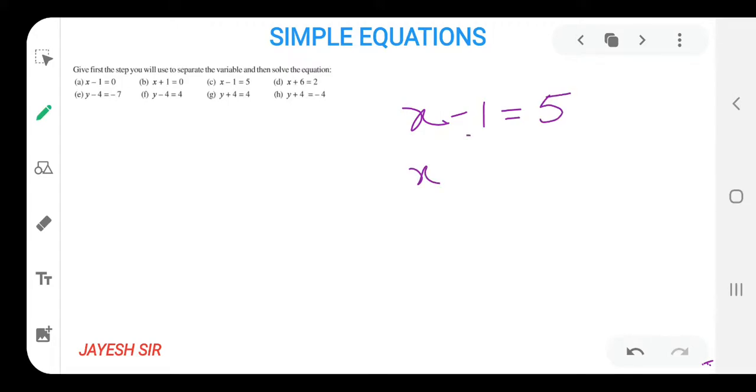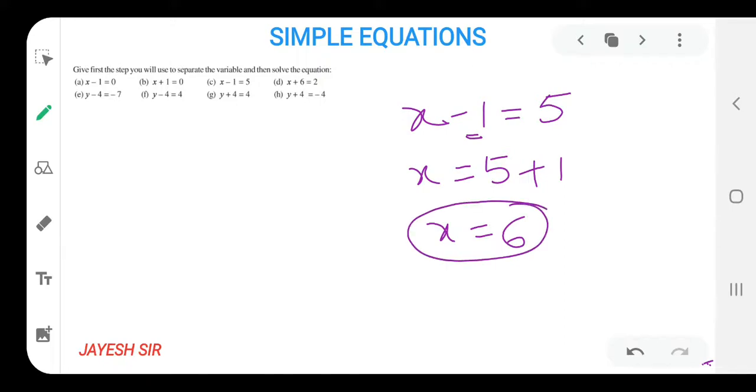Plus minus 1 is there, minus 1 after going that side will become plus 1. So the value of x we are obtaining over here is 6. Yes, I hope you all might be getting it.